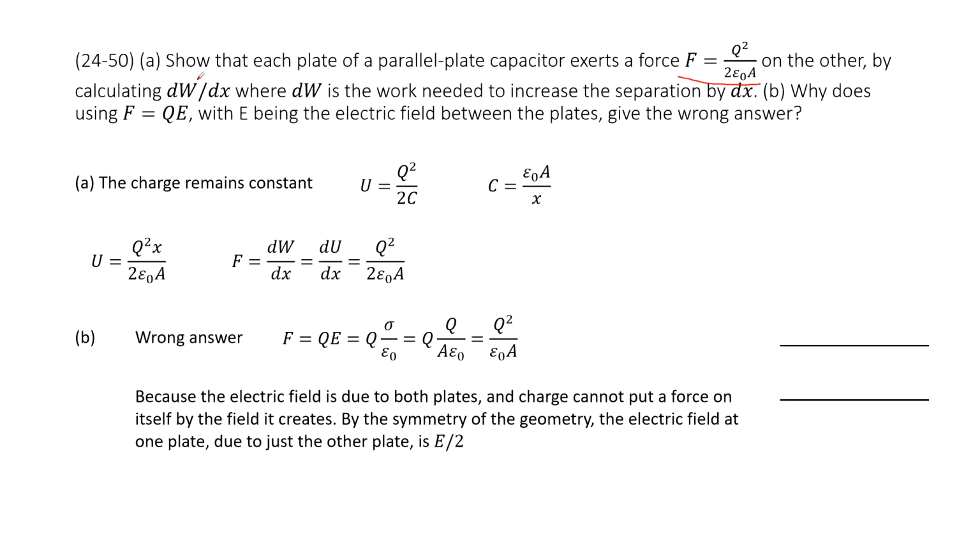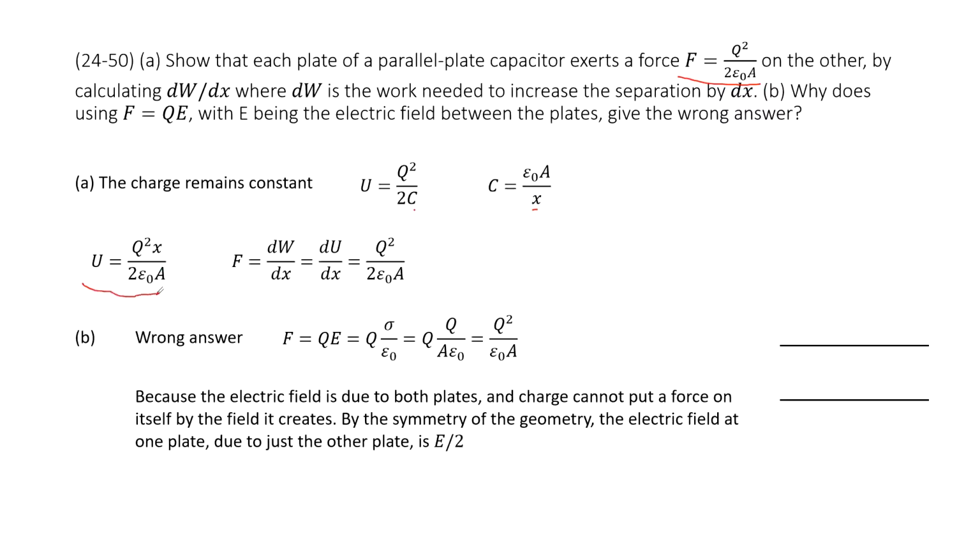Agree? Yes. So we can write the electric energy for capacitors when the charge remains constant. This is Q squared divided by 2C. And this C is the capacitance. It is equal to this term, epsilon naught A divided by x, where x is the separation distance. Agree? Yes. Now we can input the C inside.